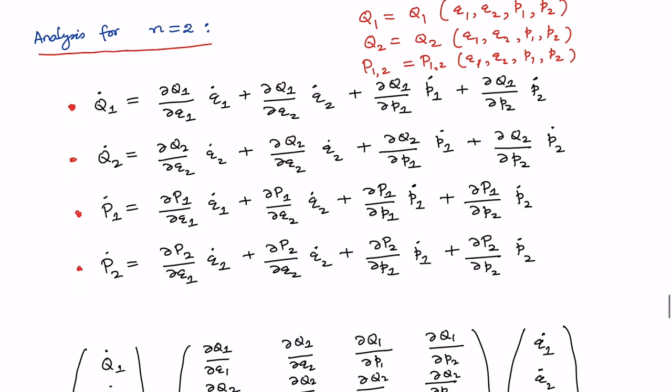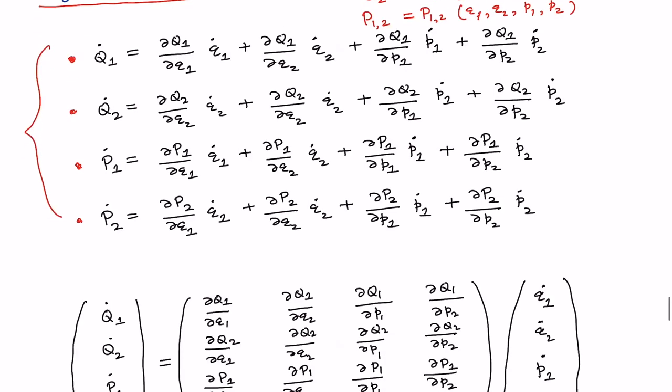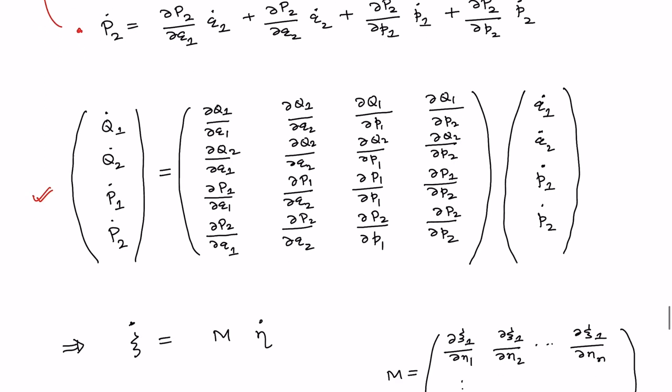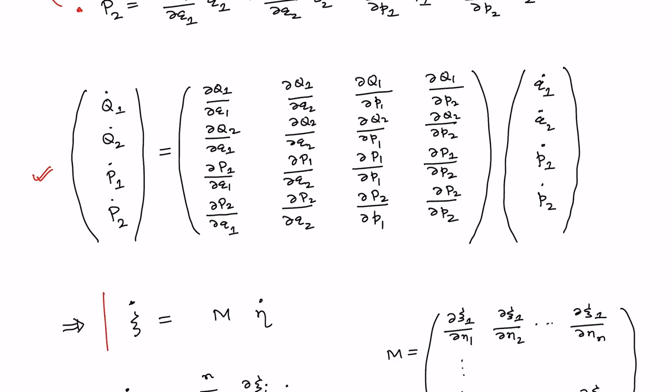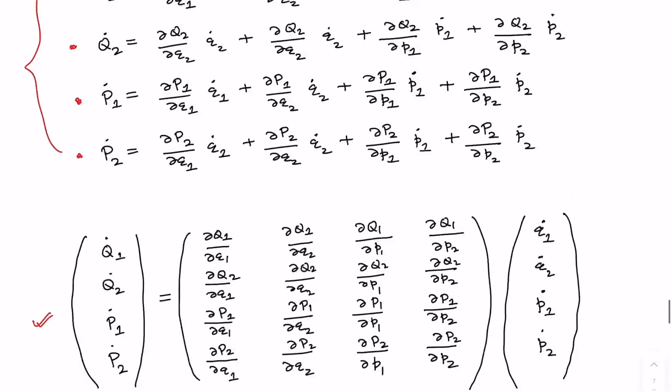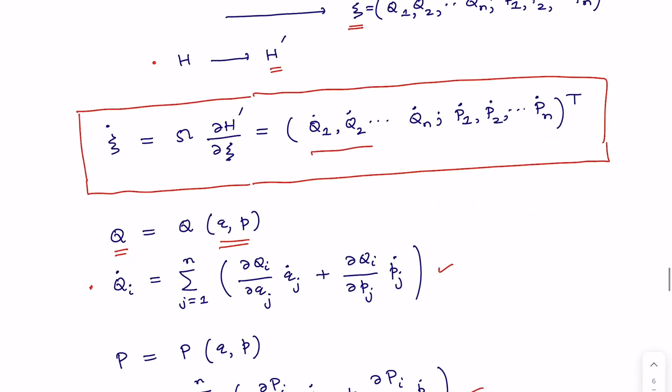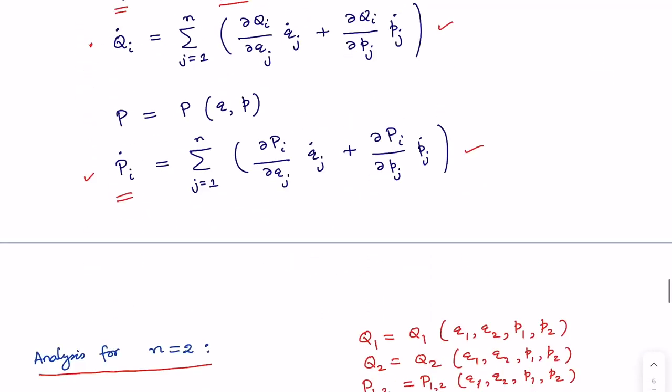And all these things combined together, I can write in a matrix form. This is the form I can write. So this will lead me to this compact equation: xi dot would be equal to M eta dot, where xi dot, as I have already defined, is defined like this. This is the column vector. I'm writing it in row form, but if you just take the transpose, you will get the column version of it.